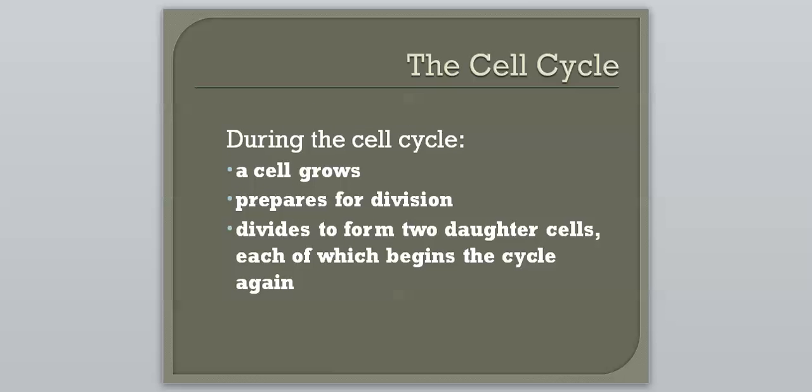So then during the cell cycle, 3 things happen. A cell grows, it prepares for division, and it divides to form 2 daughter cells, each of which begins the cycle again. So when we think of a daughter cell, it's just a cell that is produced from the division of another cell. And it's going to be identical to the cell that it came from. So that is a daughter cell. So those are the 3 things from the cell cycle. The cell grows, prepares for division, and it divides to form 2 daughter cells, each of which begins the cycle again.